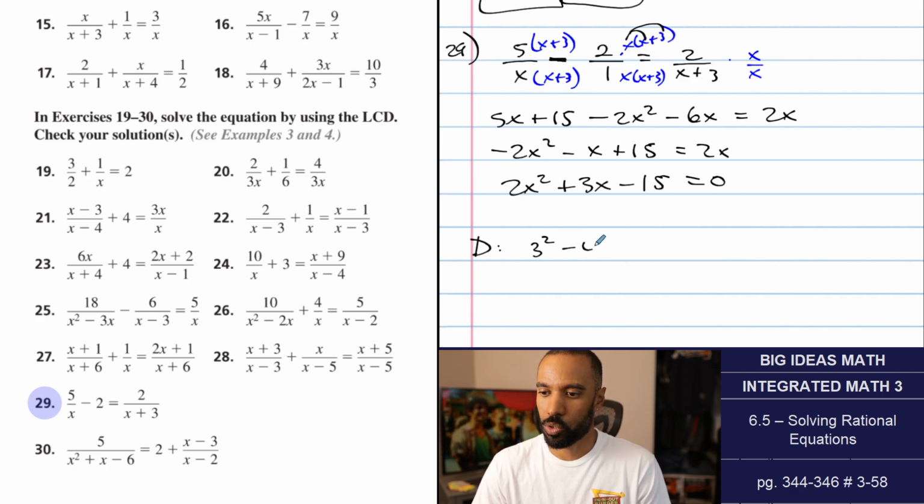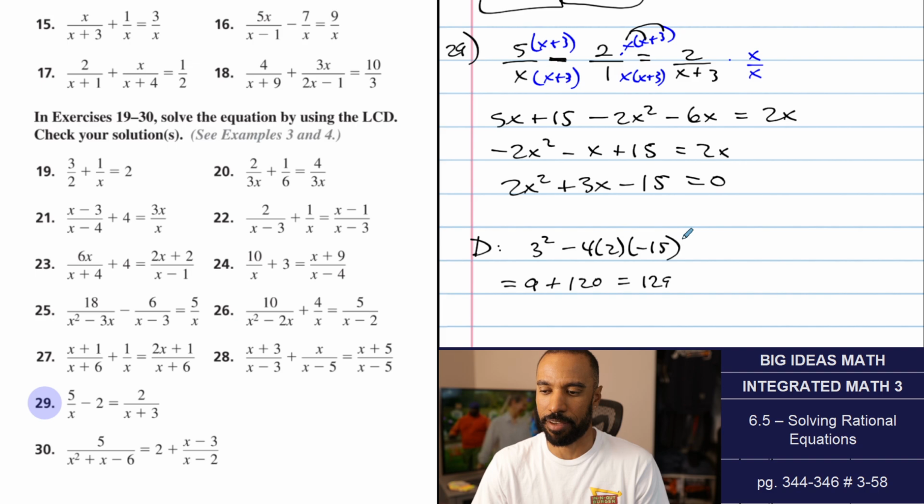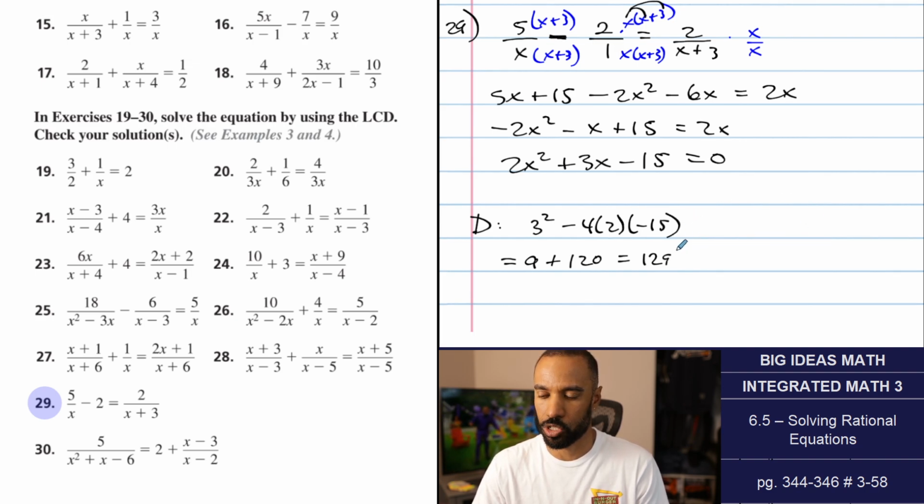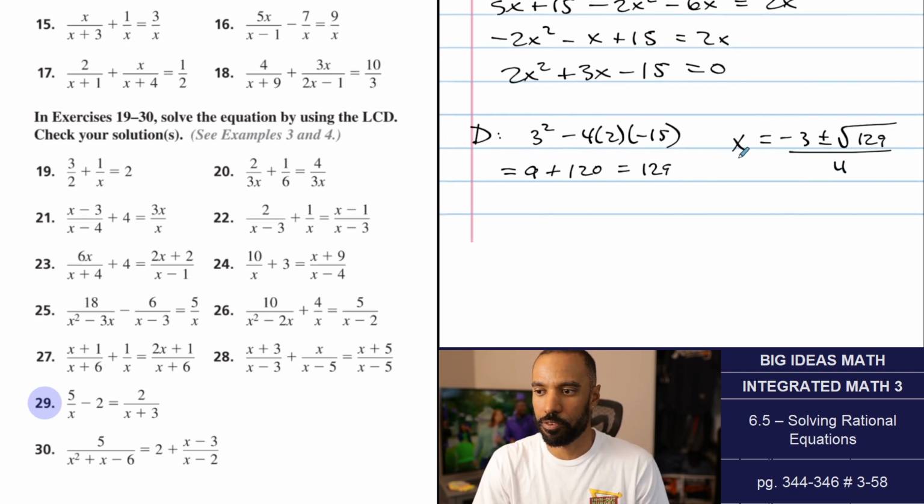That's why. So b squared minus 4ac is 9 plus 8 times 15, 120, which is 129. Yeah, this was not factorable, assuming everything I did before that is correct. So x equals negative b plus or minus the square root of b squared minus 4ac all over 2a. So these are the two different solutions we're going to have.